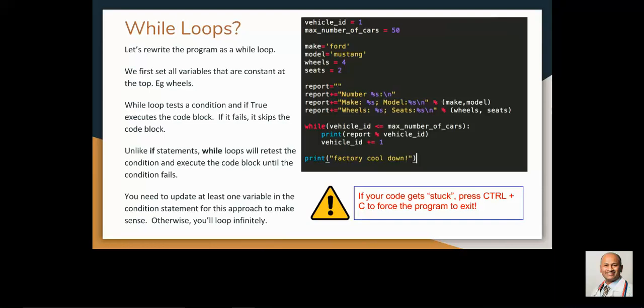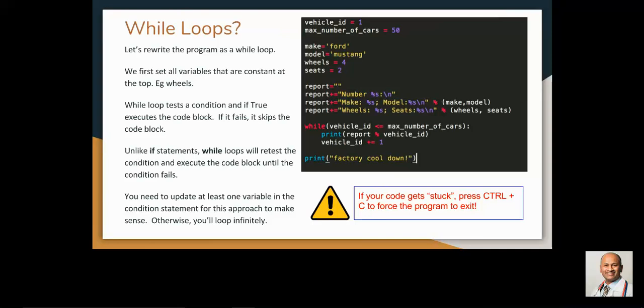So the way to think about it is you start with your vehicle ID equals 1, you have your max number of cars. You set up your system, so you have your make, your model, your wheels, your seats, and then this is just plugging these numbers into a string. And then all we have to do is we can take the vehicle number, which is 1, into the string.